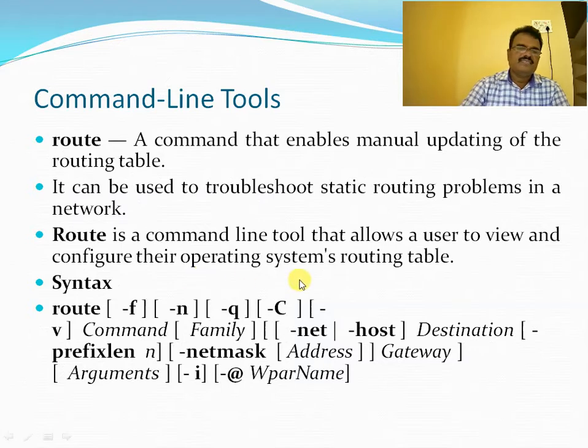So the syntax here is route, the options are -f, -n, -q, -c and -v, command family, and net host destination, and prefix length, netmask, address gateway, and arguments. This is the syntax of route. So route is used to enable manual updating of the routing table.